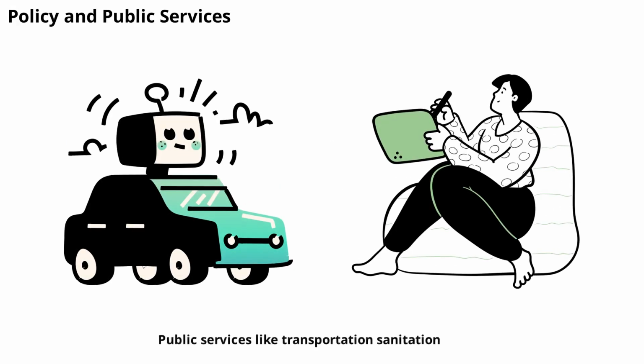Public services like transportation, sanitation, and safety are shaped by government policies. These policies determine how services are delivered, who has access, and how quality is maintained. For example, a transportation policy might expand public transit options or improve road safety. Well-designed policies ensure that public services meet the needs of all citizens.